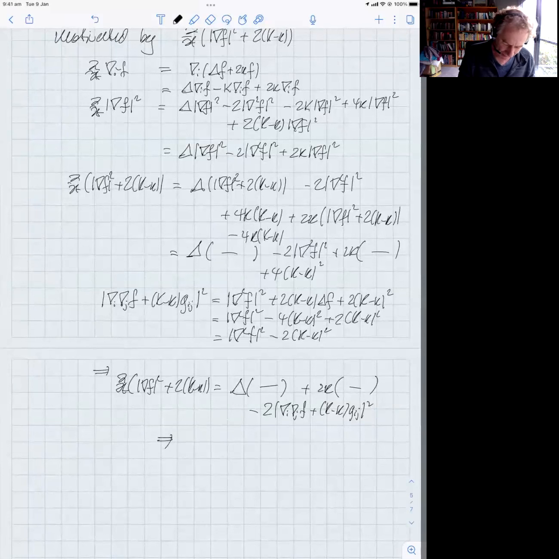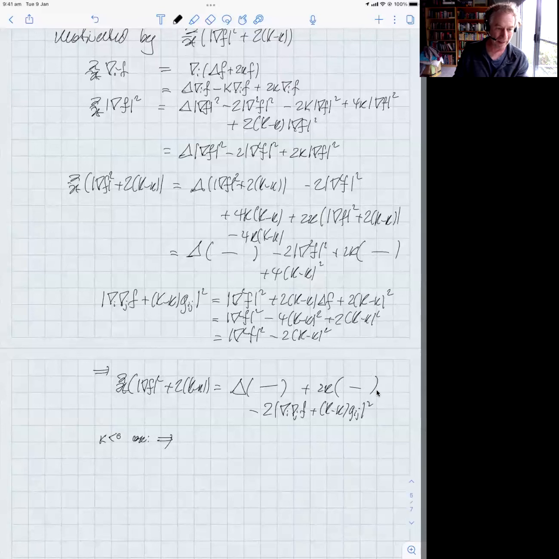Let's see, let me look at the k less than 0 case. Okay, then in this equation here, I have a Laplacian term. I have this sort of Hessian type term, which is less than or equal to 0. And this 2 kappa will be a negative constant term. So there's going to be an exponential decay. I'll get gradient f squared plus 2(k minus kappa) is bounded by some constant times e to the minus 2 absolute value of kappa t.